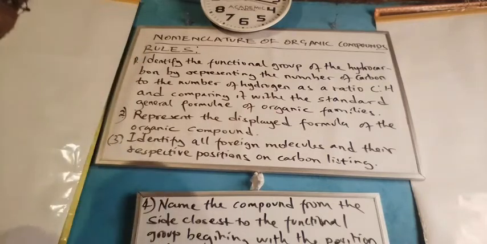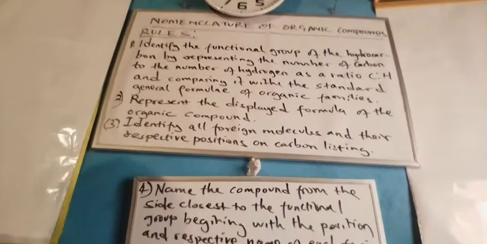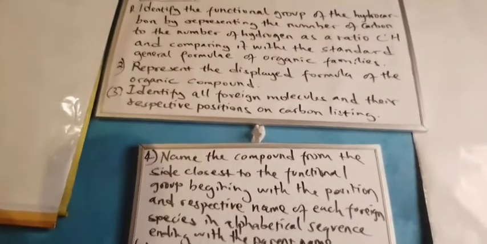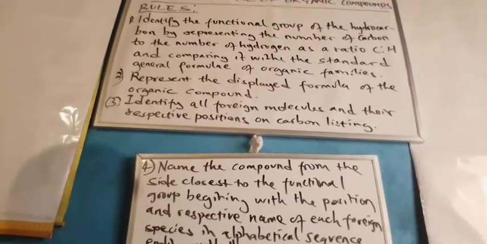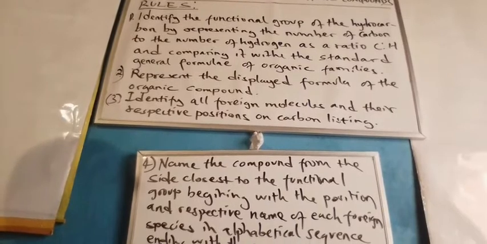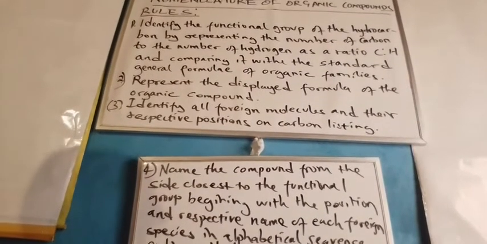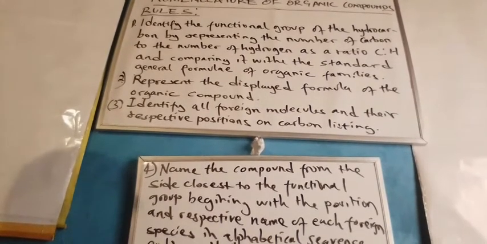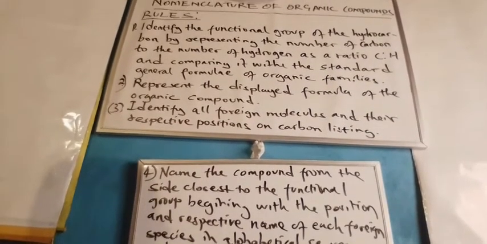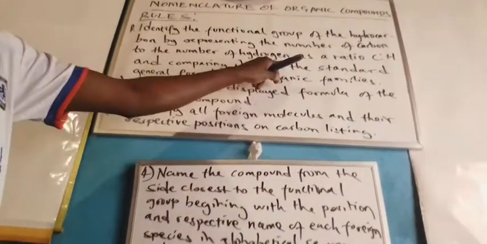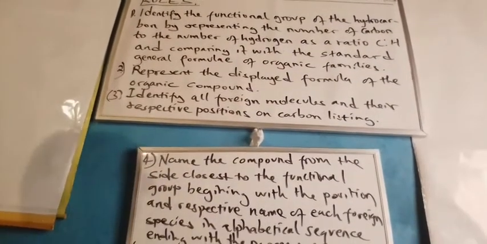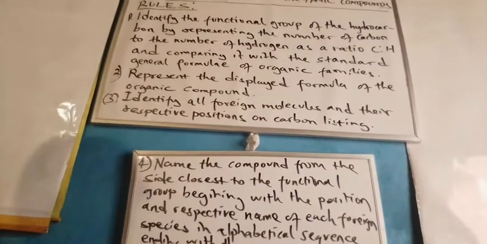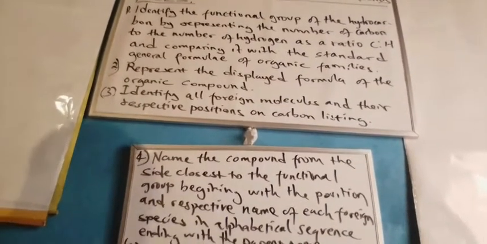Now, the same statements are represented here. Maybe I give you a moment just to take a look. It says identify the functional group of the hydrocarbon by representing the number of carbon to the number of hydrogen as a ratio, namely carbon is to hydrogen, and comparing it with the standard general formulae of organic families. Now, next it says number 2, you represent the displayed formula of the organic compound. Then number 3, you identify all foreign molecules and their respective positions on carbon listing.